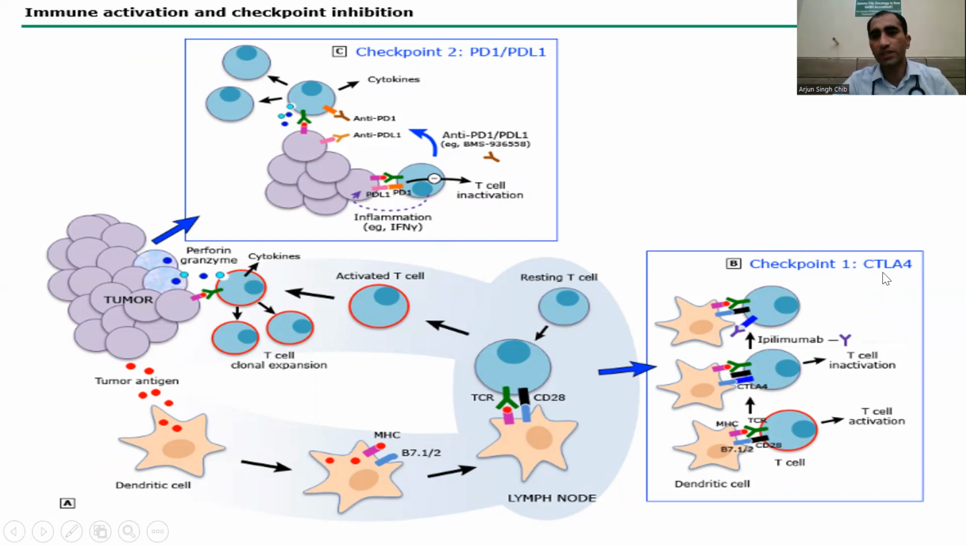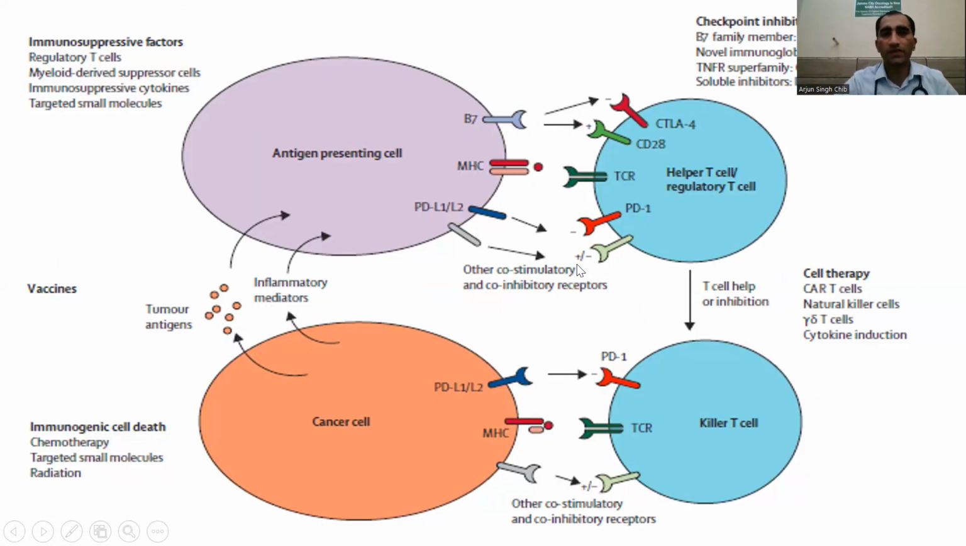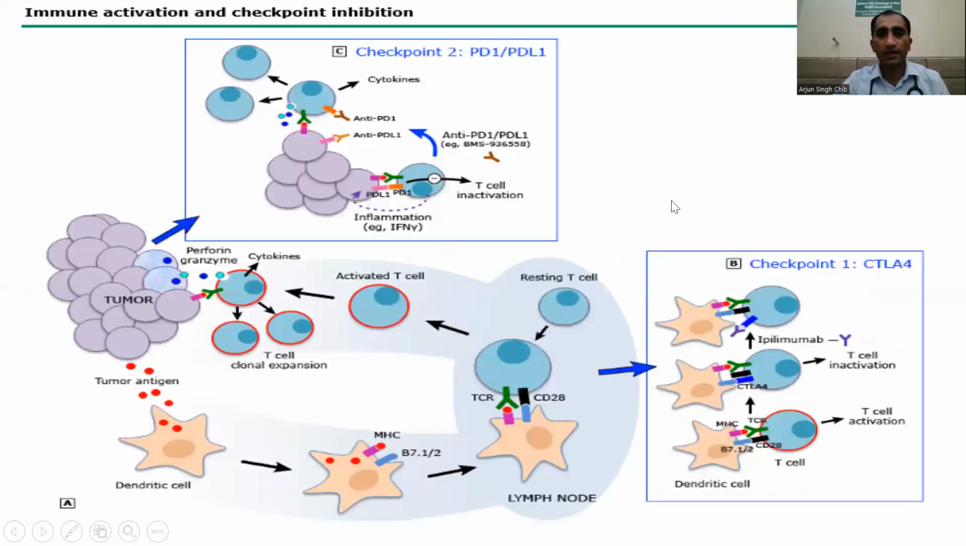This is CTLA4, which, as we have seen in the previous slide, is on T cells and regulator cells. In T cells we have CTLA4, and in cancer cells we have PD-L1, and this is checkpoint two. Checkpoint 1 is CTLA4, mostly on T cells, and checkpoint 2, PD-L1, is mostly on cancer cells and T cells.